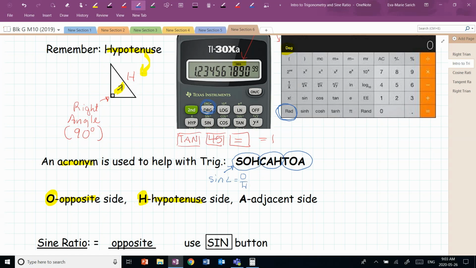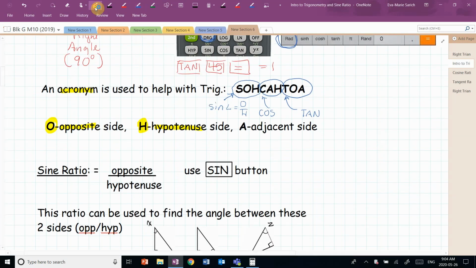Okay, we will be moving on to cosine, or cos, and then we'll be moving on to tangent, which is abbreviated TAN. But today, working with sine, we're dealing with opposite and hypotenuse. So SOH means the sine of an angle is equal to the opposite over the hypotenuse. So opposite and hypotenuse today, okay? So here's our sine ratio.